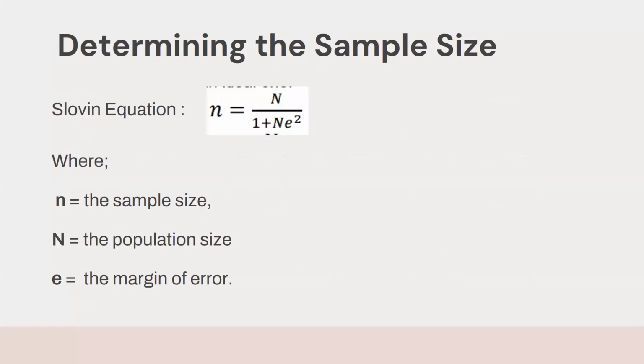And then, we have here the determining the sample size. Sa pagdetermine ng sample size, ginagamit natin ng Slovin equation. So, here, where n, or the sample size is equal to the population size divided by 1 plus NE squared. N is the population size times E, the margin of error squared. Ang margin of error usually that's 0.05. Sometimes it's 0.03. Anyway, ibibigay naman kung anong margin of error ang gagamitin for researches.